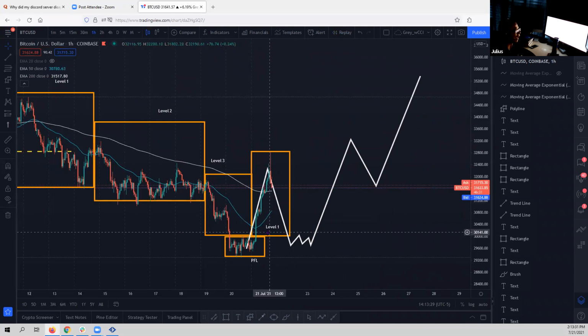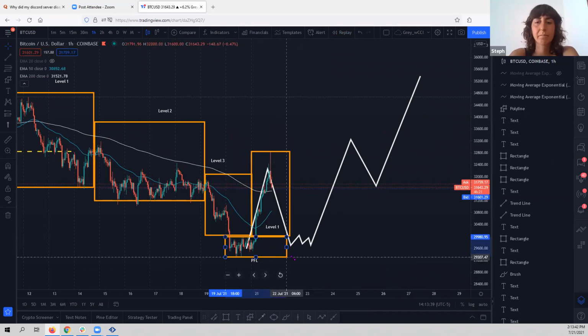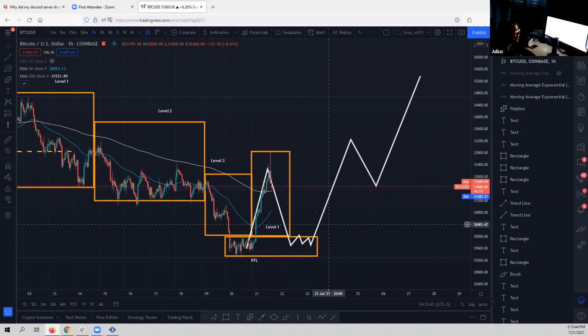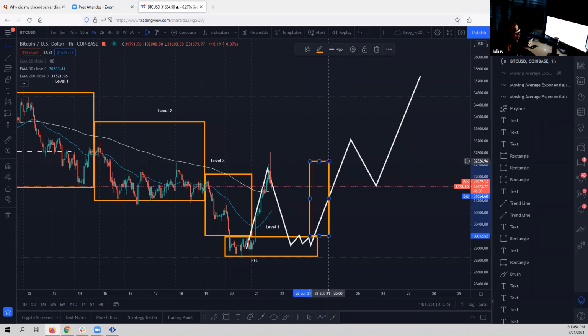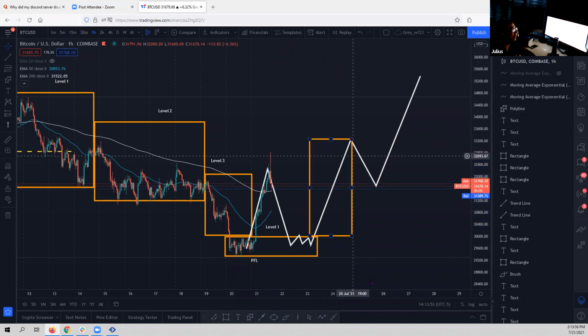So that being the case, this is not a level 1. This is still a formation of peak formation low, because then peak formation low would do this. Make sense? And then this would actually end up doing that for our level 1. You see it now?